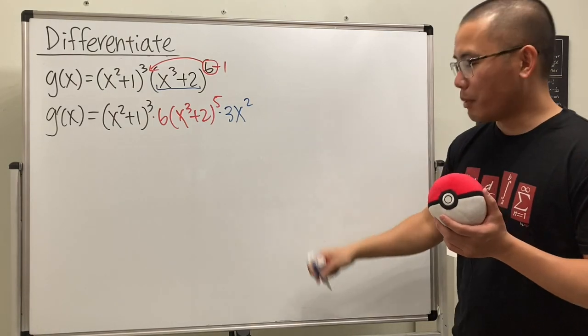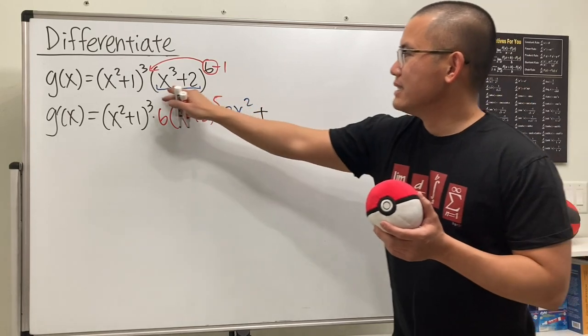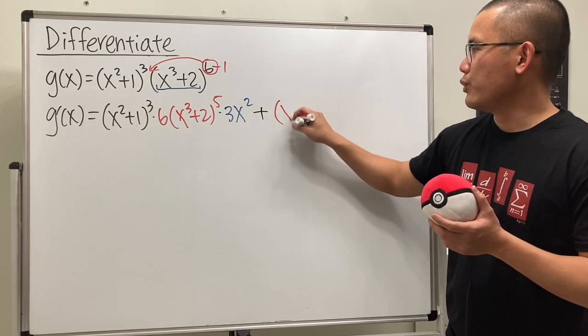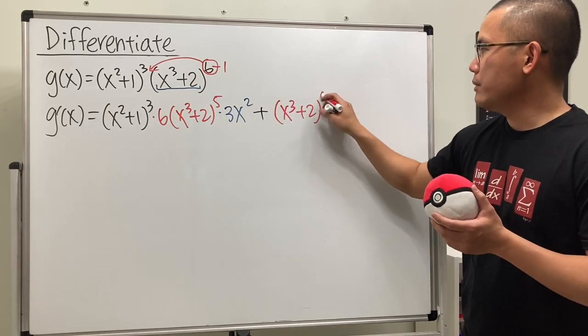But that's just the first part of the product rule. Next, we are going to add the second function. I'm going to write that down in red. x to the third power plus 2 raised to the sixth power.